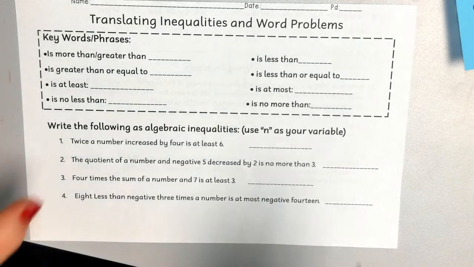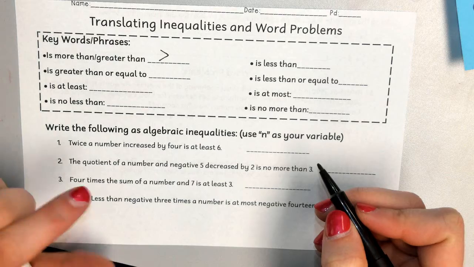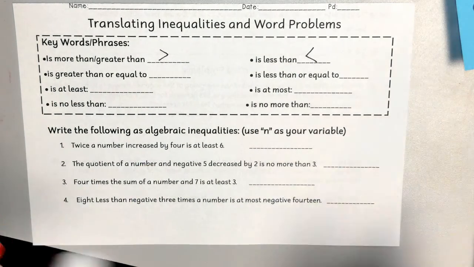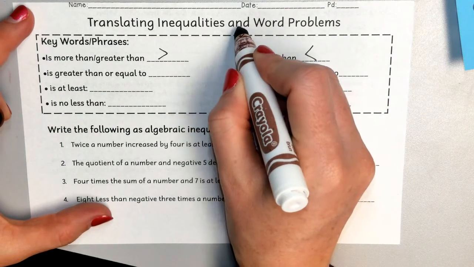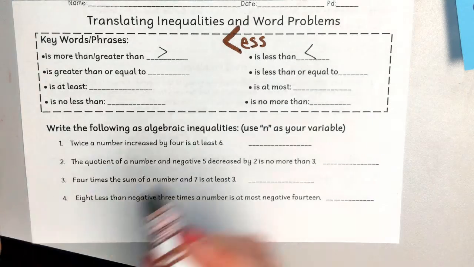Okay, is more than, or is greater than? This sign is your greater than sign. The opposite of that is less than. And I told you, if you forget, the less than sign makes an L for the word less.